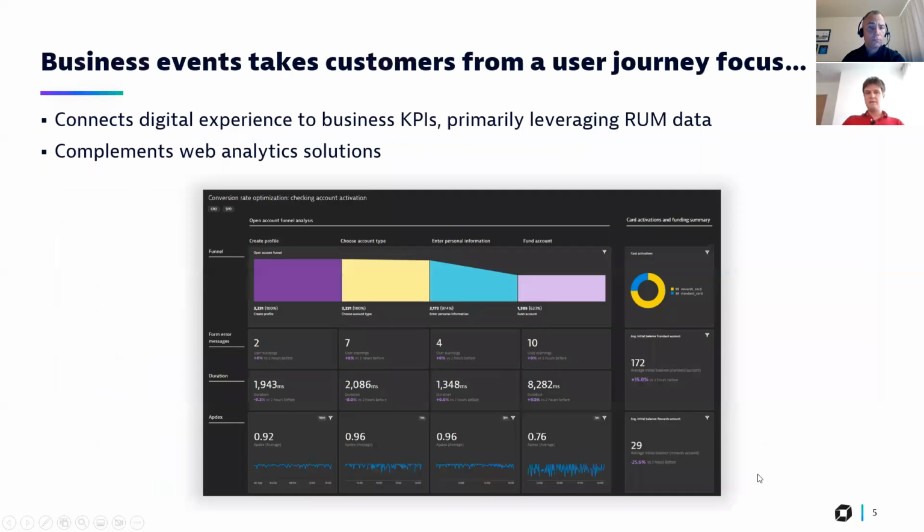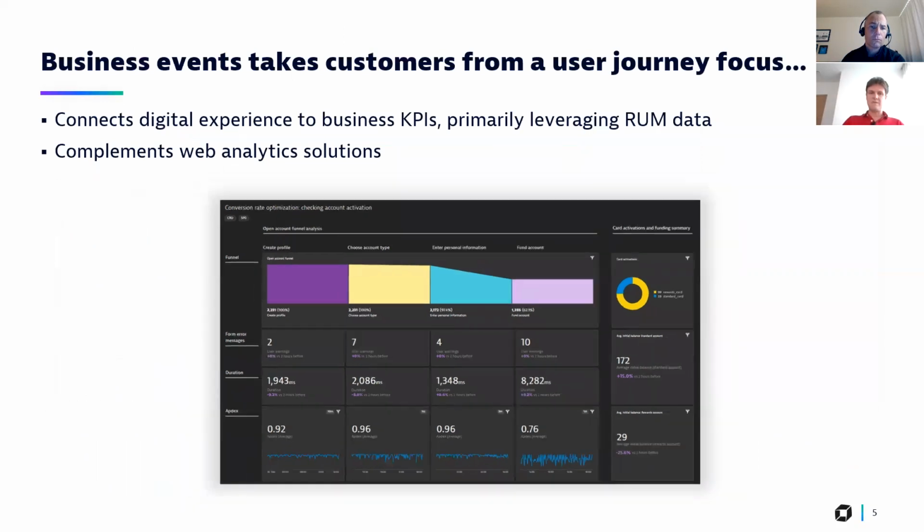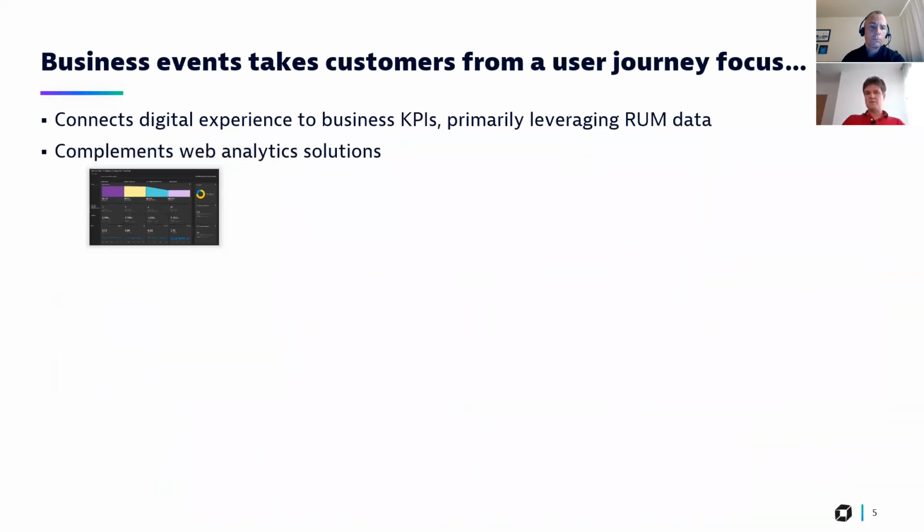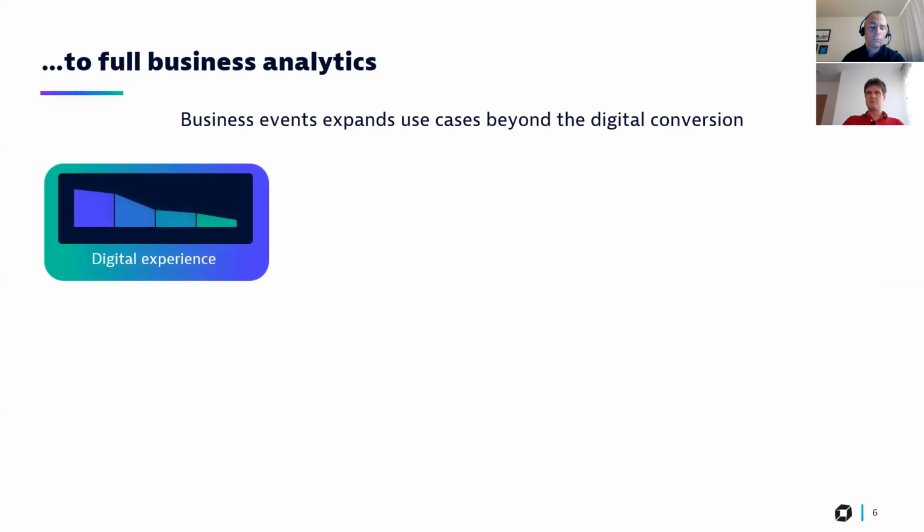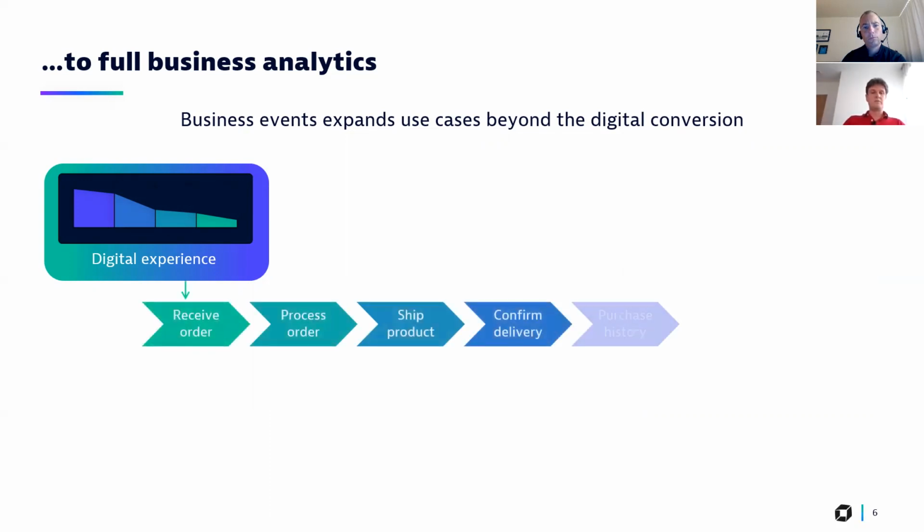A key thing, business events are coming from the business analytics solution, which was mainly covering topics by leveraging the real user monitoring data. But now with the step into business events, you can think of the real user data and the digital experience data as being the starting point of journeys. So we're now going into full business analytics. The last step in a funnel optimization that you may have done based upon our RUM data is receiving an order. But this is where business analytics now starts and brings everything beyond, because there are multiple steps involved that make up a customer experience.